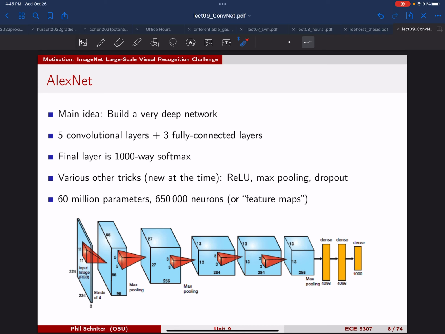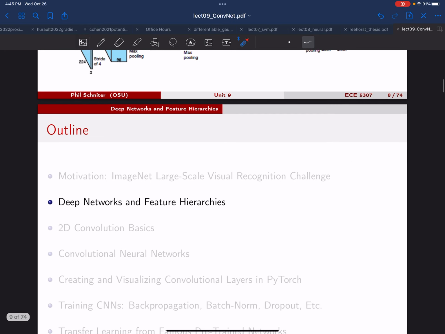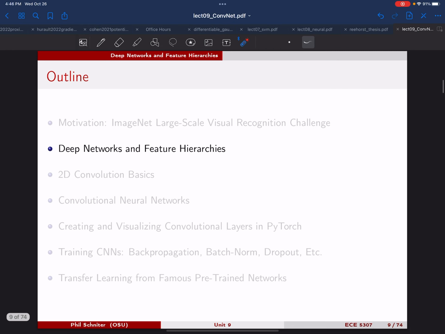And the number of trainable parameters in this network is 60 million. The number of neurons or nodes in that network is 650,000. So quite large, quite a lot of things to train. That's why you need such a big data set. And at the time, it took a really long time to train this. It was very difficult. Okay, so we're going to be learning more about all that stuff.